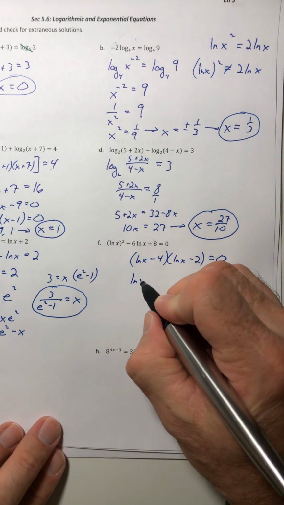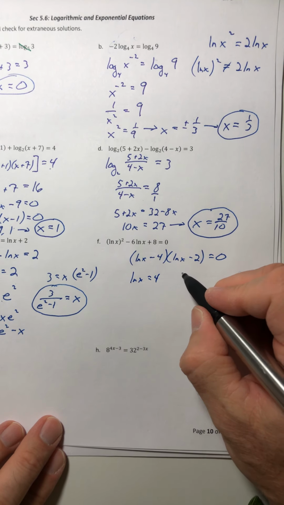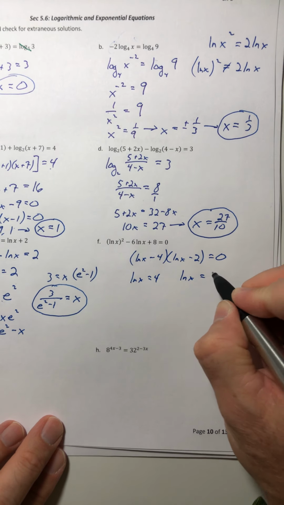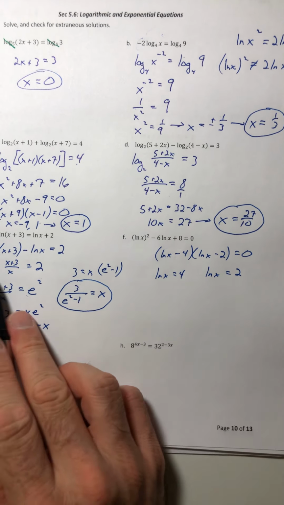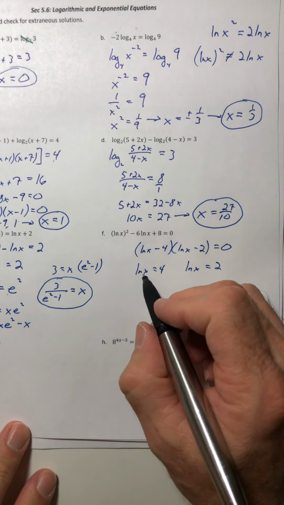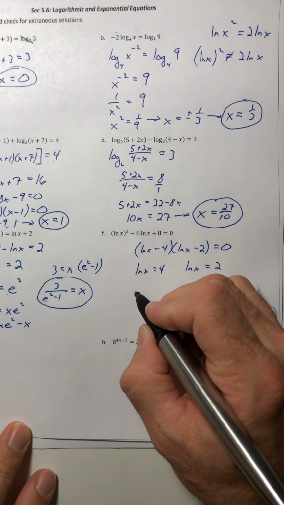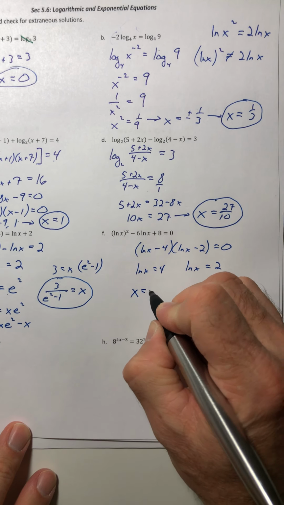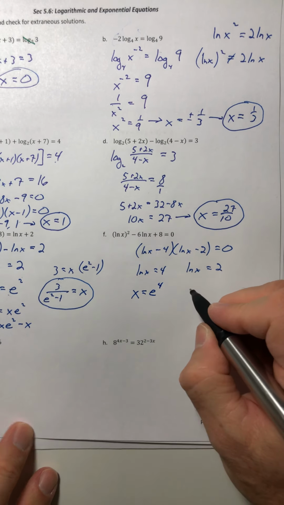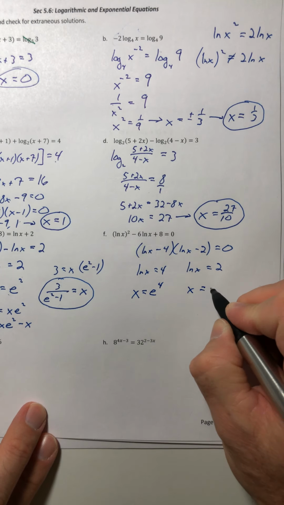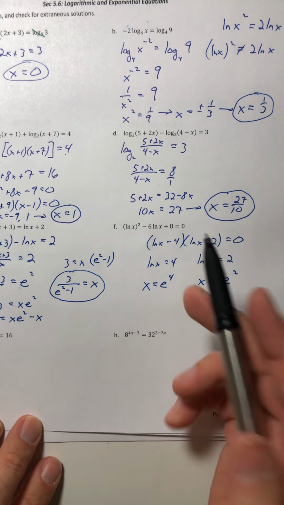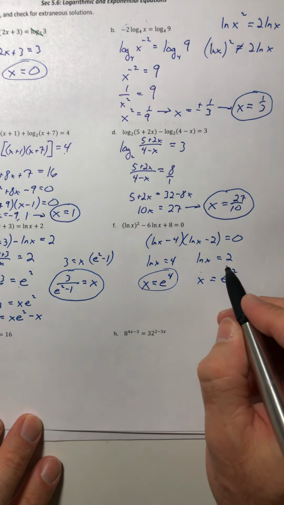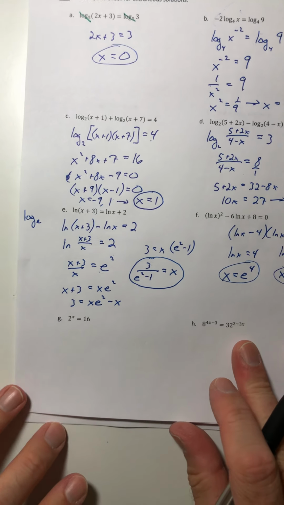So ln of x would equal 4 and ln of x would equal 2. So then if you change it around to exponential, just like we did over here, remember this is log base e, so x is going to equal e to the 4th, and it's also going to equal e squared. And if I checked them both, that gives me a positive, so they're good to go.